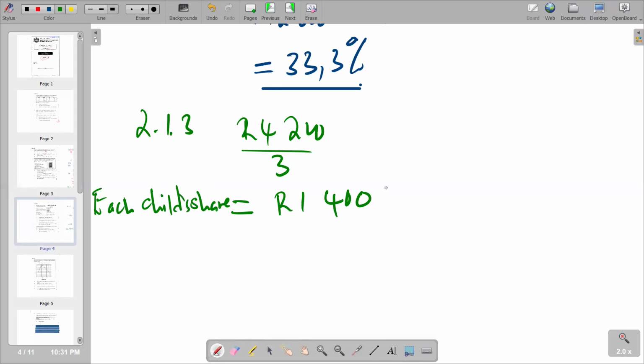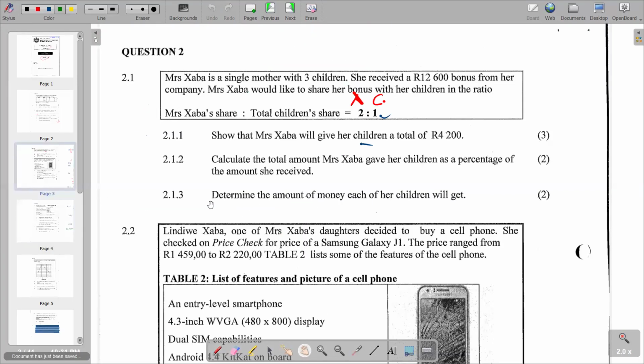So basically, it's each child's share. So basically, you've got 1 now, your final answer that we have. And we move on to the next part of our question. Obviously, this is going to be 2.2.